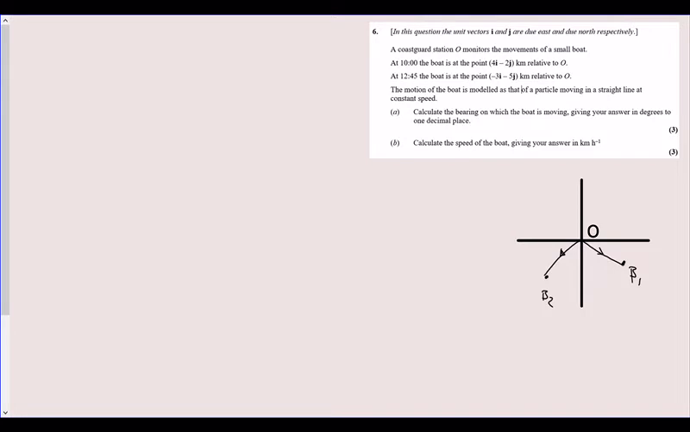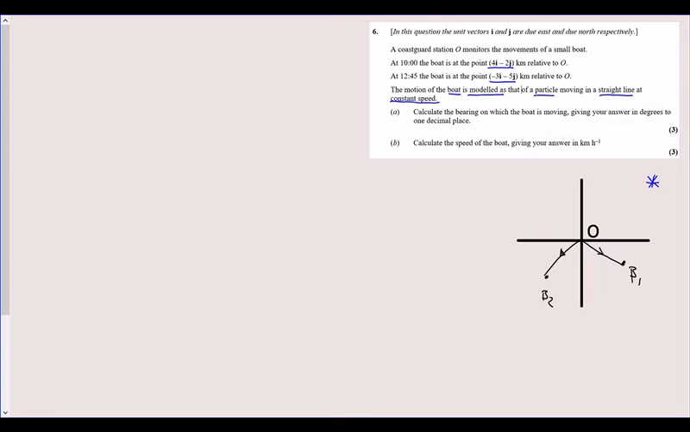Okay, so clues to help me with this question are the fact that we're modeling the boat as a particle, but the key thing is here it's traveling in a straight line and at a constant speed. Here I've got my position vectors for the boat at two different times. So I'm just going to put them onto a diagram here. I always find it helpful just to start a frame of reference for vector questions.